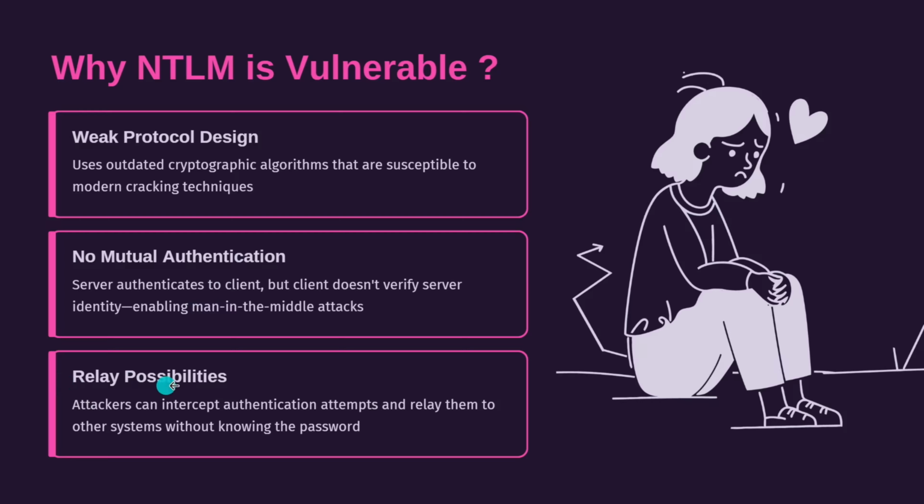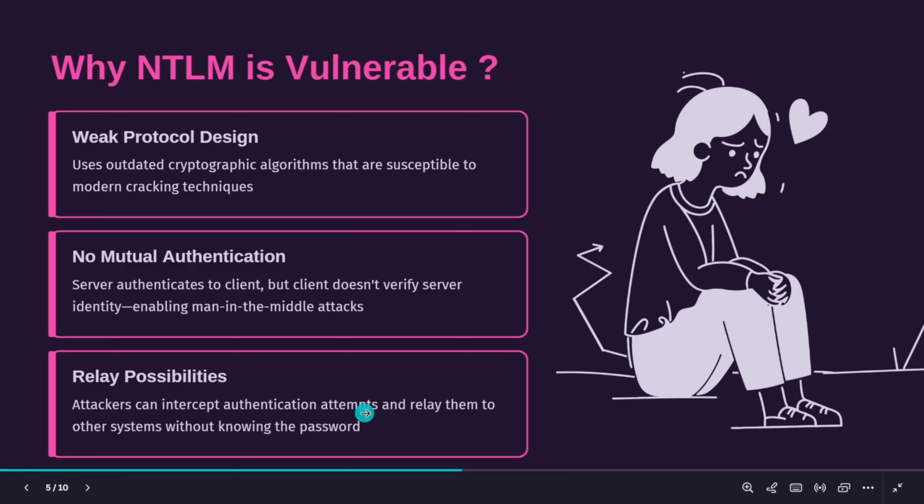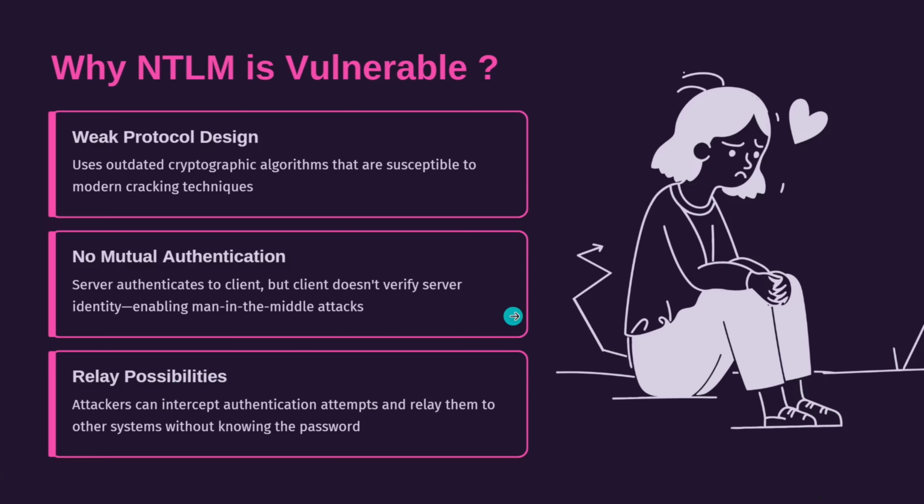Third, relay possibilities. An attacker can intercept authentication attempts and relay them to another system without knowing the password. Yep, you heard that right. Cracking is not needed. The attacker just relays the hashes to different machines, and they can get control over other systems or endpoints.